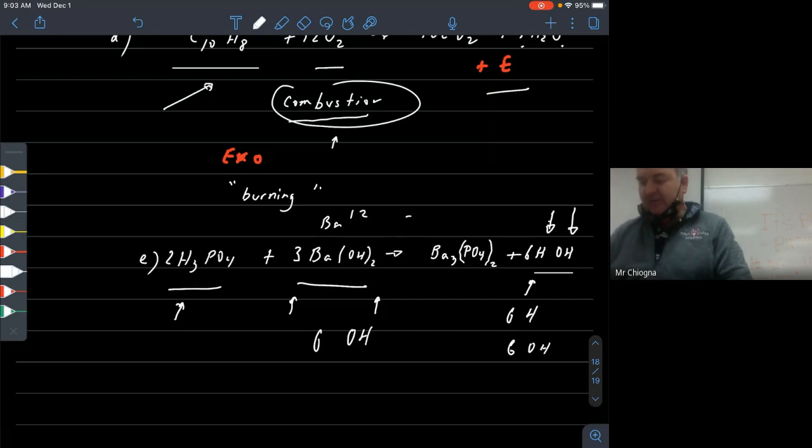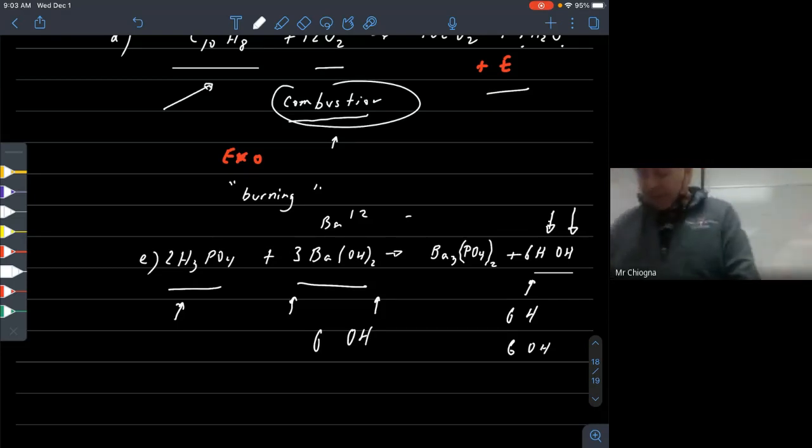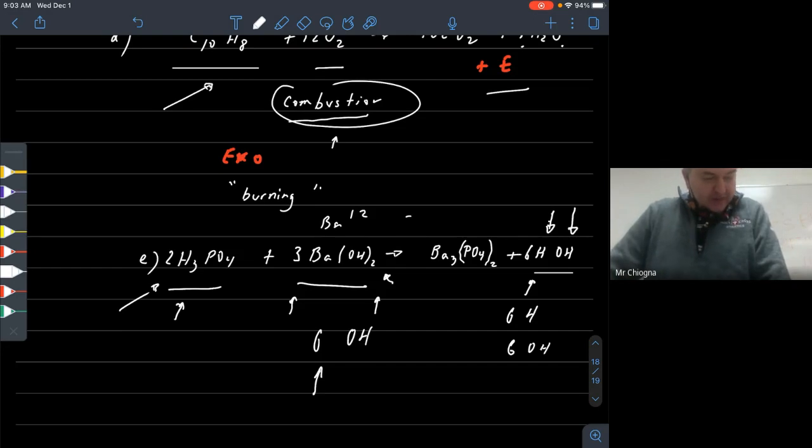Why didn't I just try to go with 2 OH? Because you have to find the smallest number that both of these go into. There's 3 hydrogen here. There's 2 hydroxide here. The smallest number they go into is 6. That's why I tried to come up with a total of 6. It was a bit of a guess, and I was right.